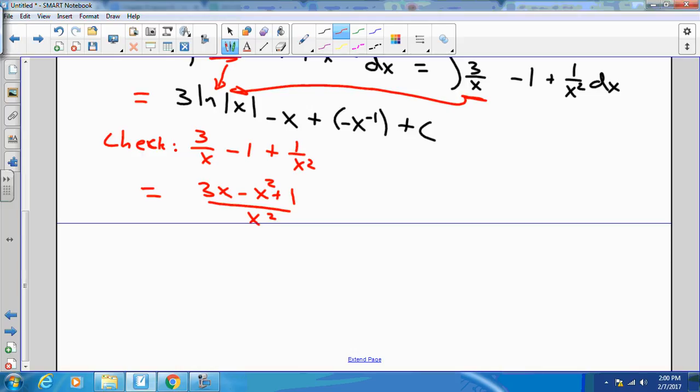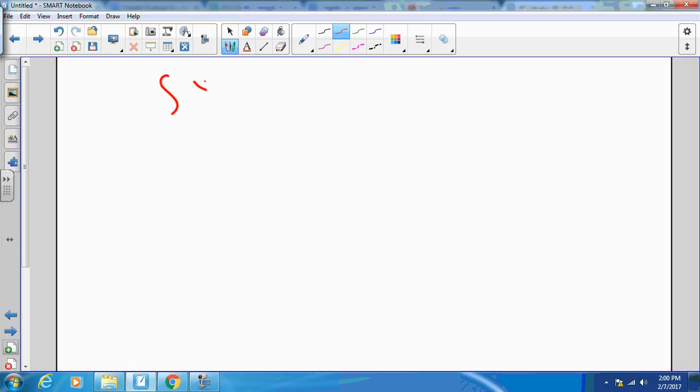Okay, now, just for comparison's sake, find the antiderivative here.